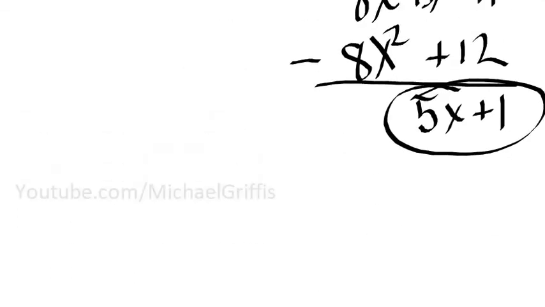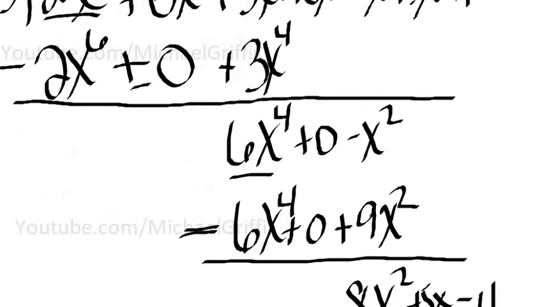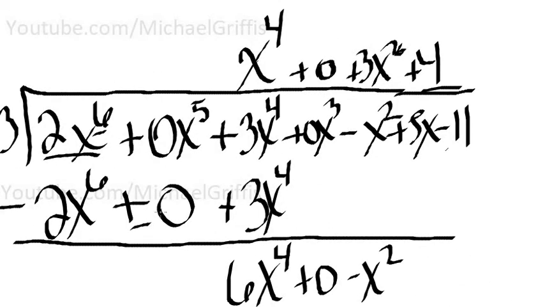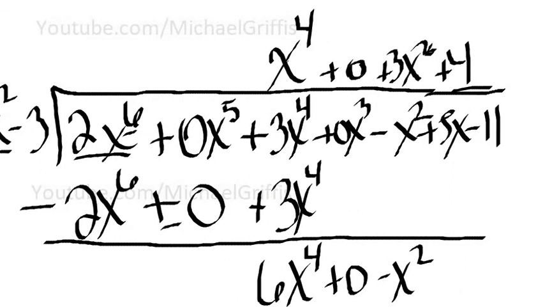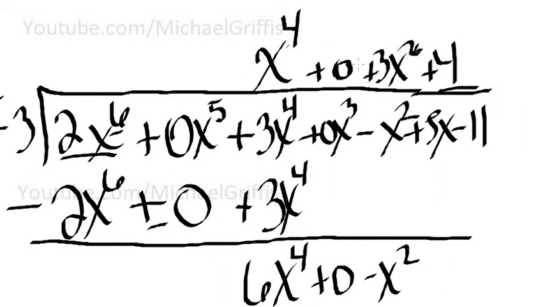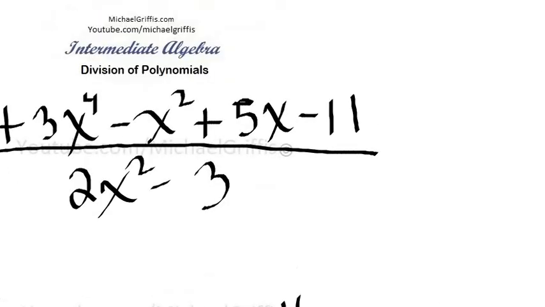Anyway, should I write it out or you got it? Okay, so it's 5x plus 1 over the divisor, which was 2x squared minus 3. And then what we had up here in the quotient was x to the 4th plus 3x squared plus 4. Okay. Well, that was a nasty problem.